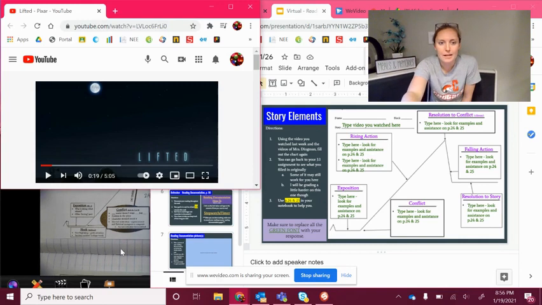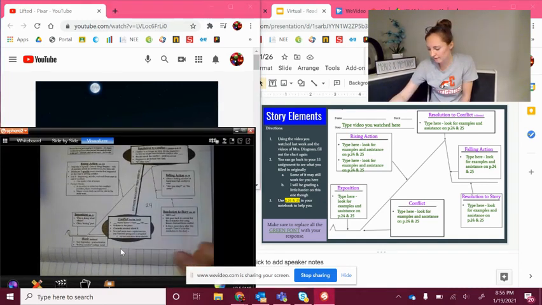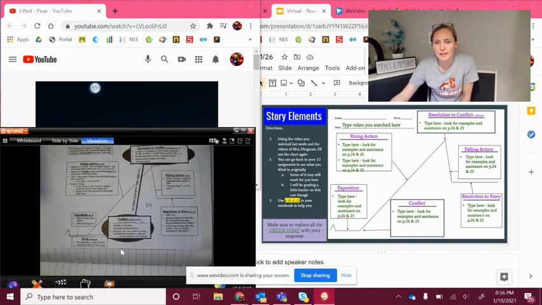Okay. And then I also have my notebook in front of me. I have page 24 and 25 available, so that I can reference back to this to also help me fill out this story elements chart.